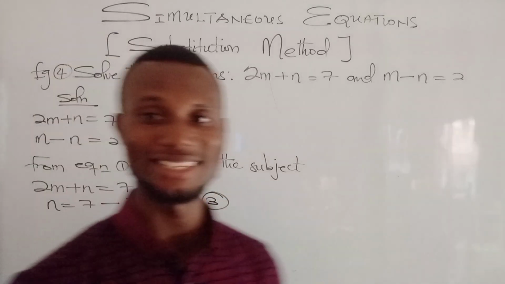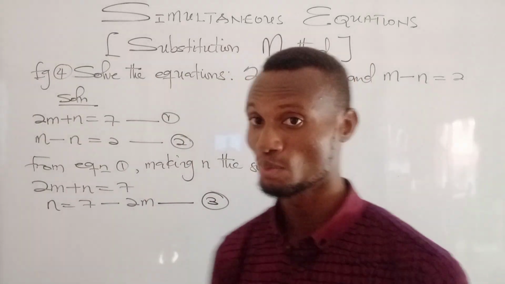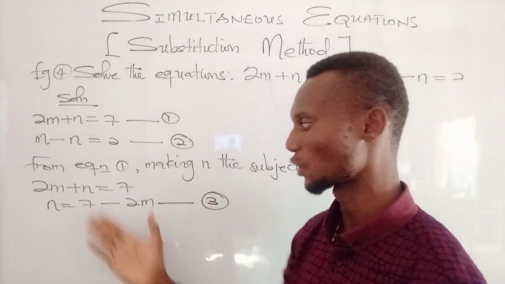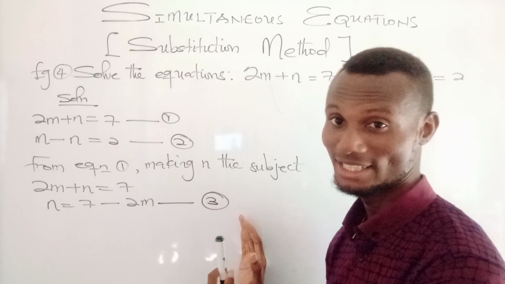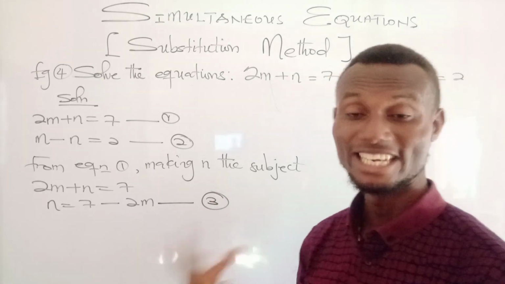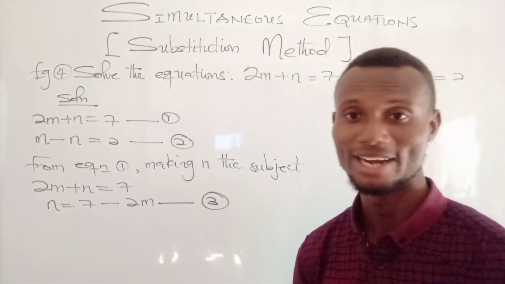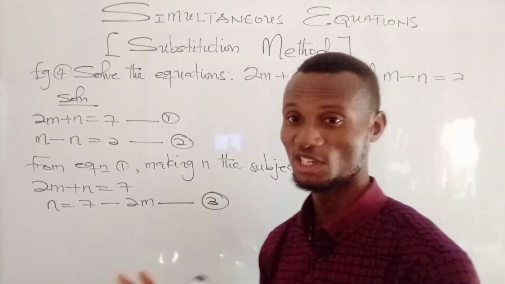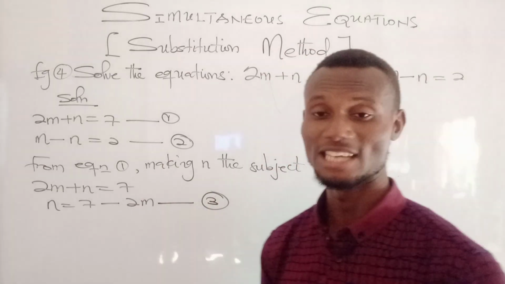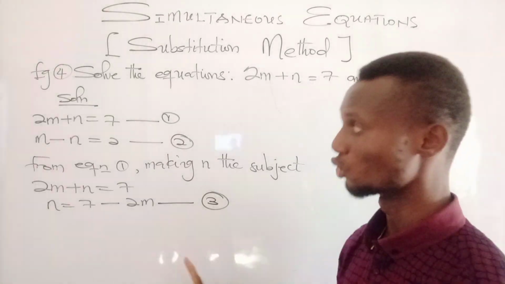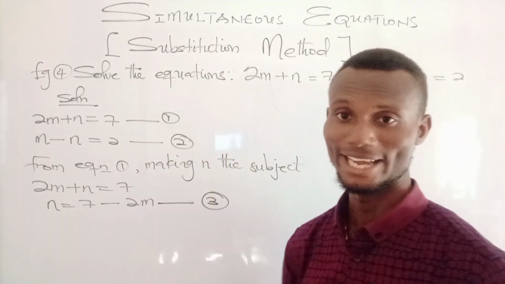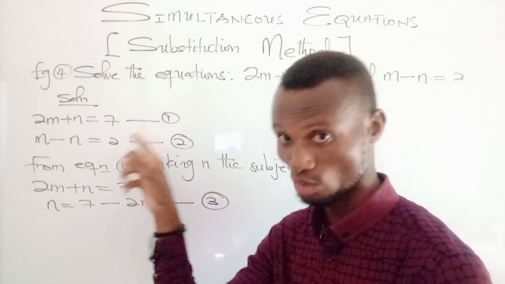I hope you understand and you agree with me up to this point. So we make n the subject from equation 1, and this is what we are getting, and we label it as equation 3. Now the next step is that we are going to substitute this equation 3 into equation 2, not equation 1 but into equation 2.